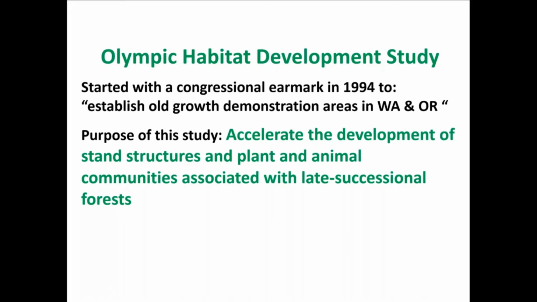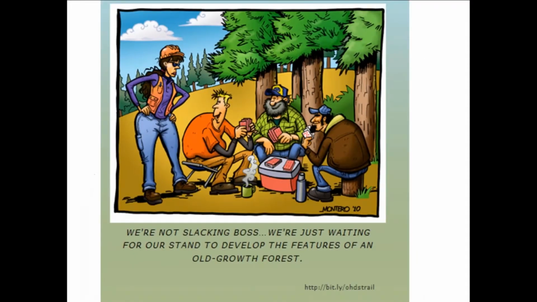So the Olympic Habitat Development Study was started with a congressional earmark in 1994 to establish old growth demonstration areas in Washington and Oregon. After some discussion with various people, it was decided to start a new study in Washington. There was a study already underway in Oregon that is kind of a sister study to the Habitat Development Study. But the purpose of the study was to accelerate the development of stand structures and plant and animal communities associated with late successional forests.